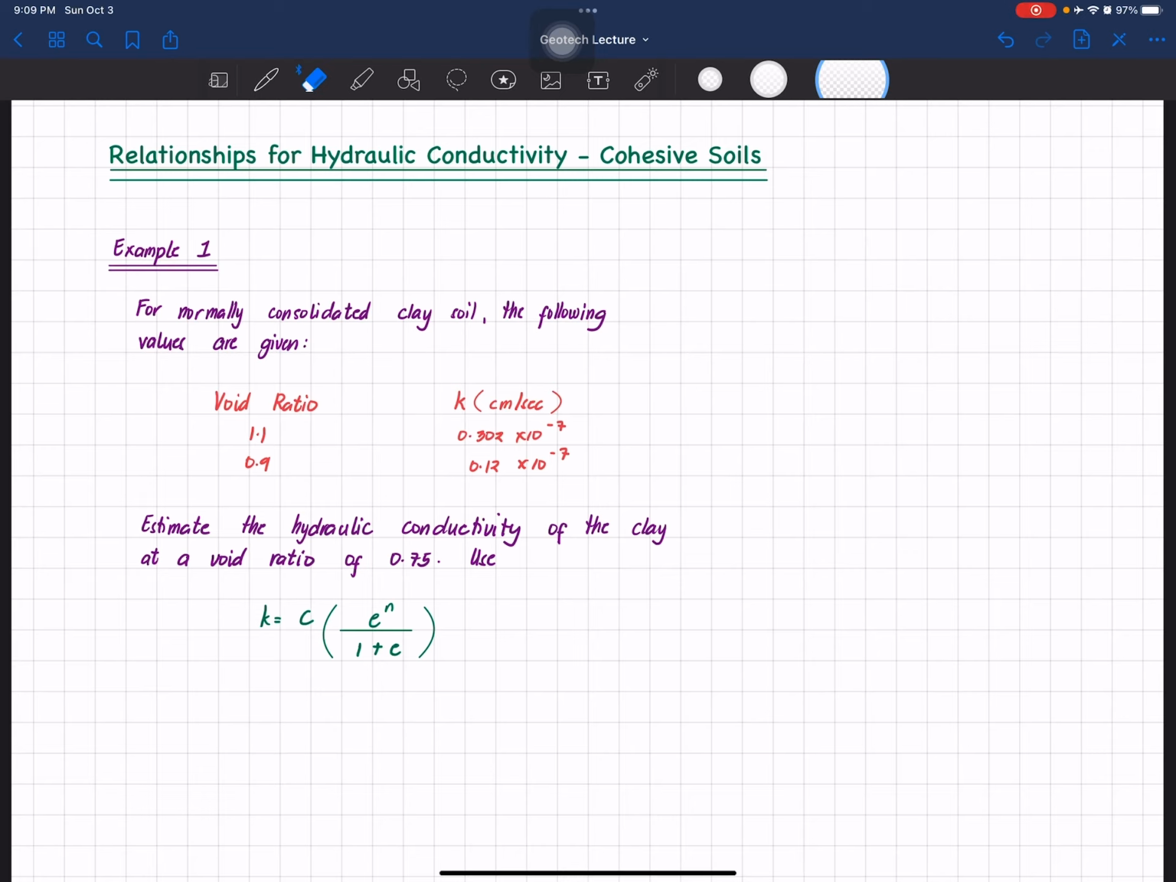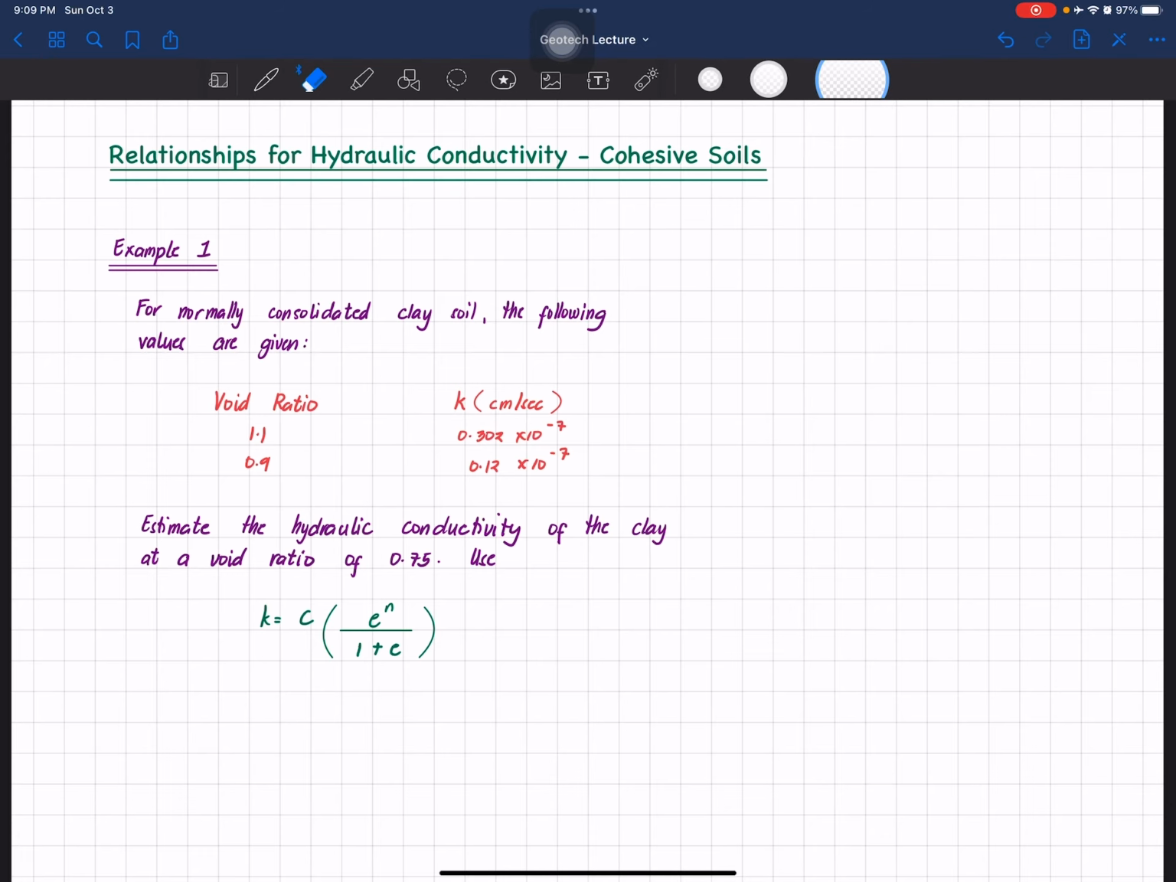Okay, so in this case, let's try this example number 1. So for normally consolidated clay soil, the following values are given. So we have the void ratio and yung kanyang hydraulic conductivity at that specific void ratio. So estimate daw natin ang hydraulic conductivity of the clay at a void ratio of 0.75. Use K equals C multiplied by E raised to N all over 1 plus E. So normally ito talaga guys yung binibigay na formula.